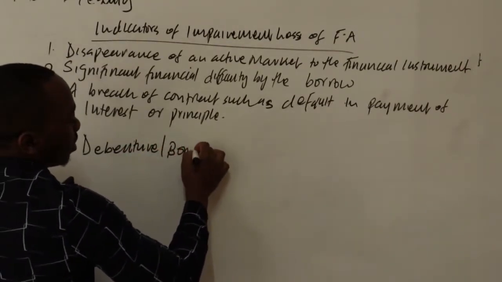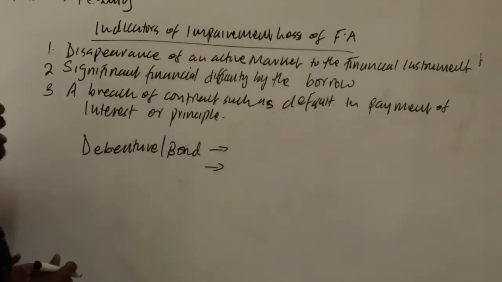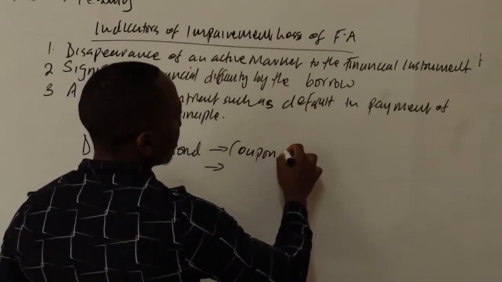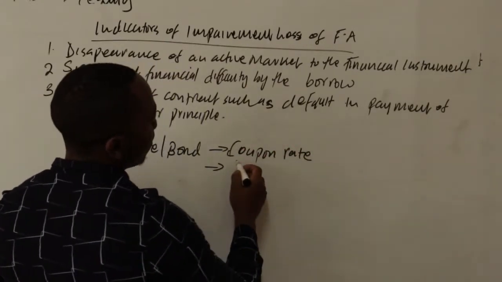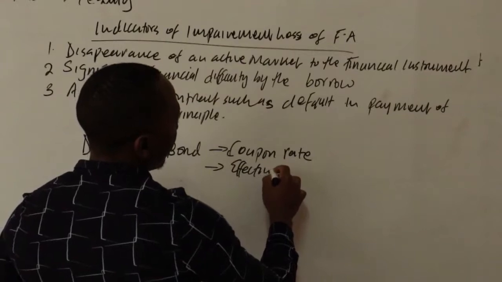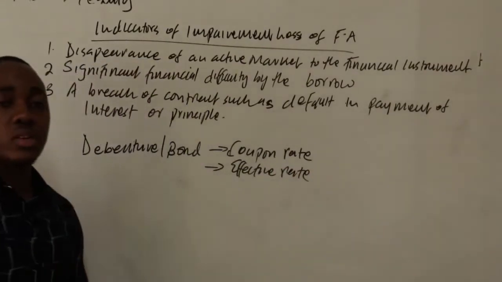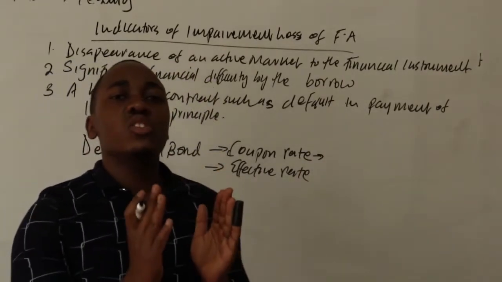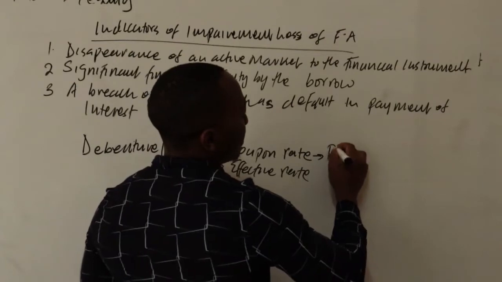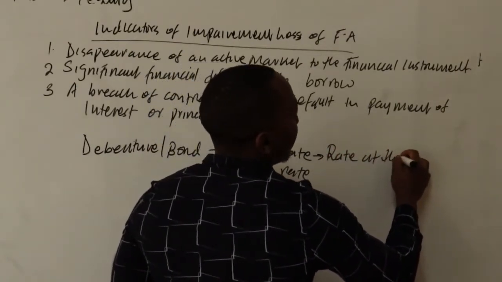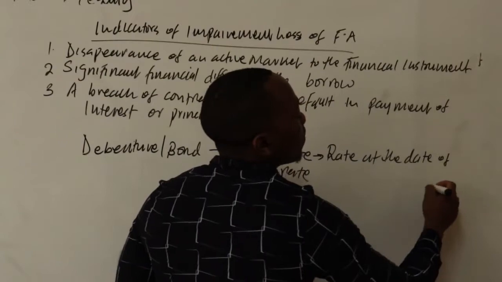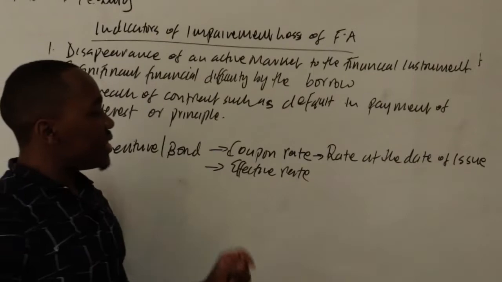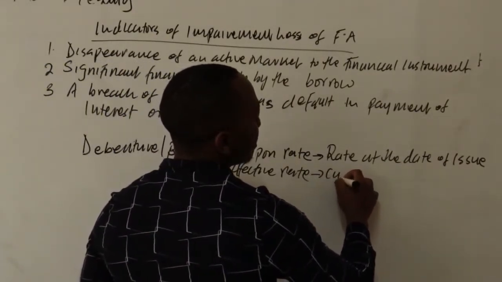And mostly when financial assets are issued, for example, assuming you are issuing a debt, a debenture, or a bond, we'll be coming across two rates, some of the terminology. One, we have what we call the coupon rate, and we have what we call the effective rate. And what's the difference between the two? Now, the coupon interest rate is the rate agreed at the date of issue of that financial instrument, or at the date of the agreement. But the effective rate is the same as the current market rate.